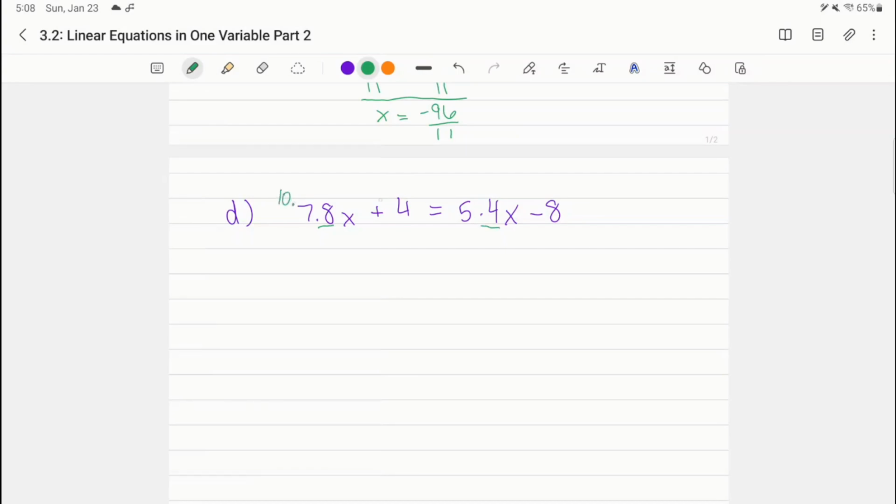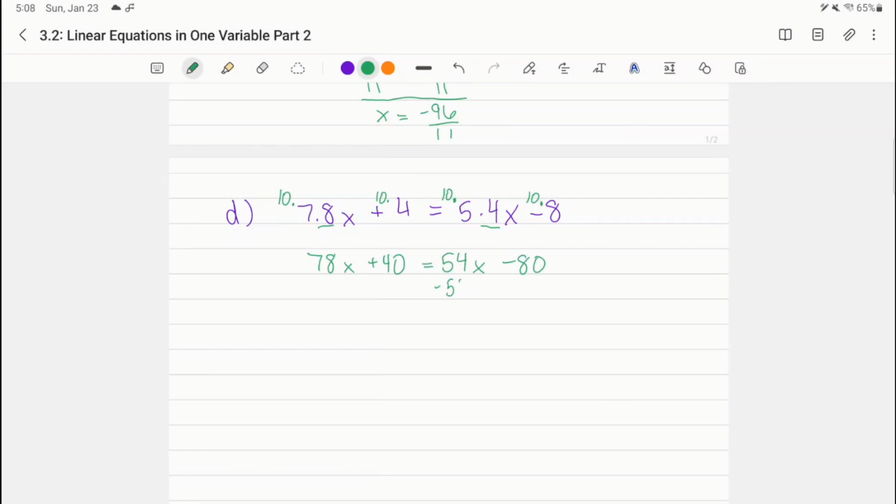So 10 times 7.8, 10 times 4, 10 times 5.4, and 10 times negative 8. Now the reason why this is called clearing the decimals is because when I take 10 times 7.8, it becomes a whole number, 78. 10 times 4 is 40. 10 times 5.4 is 54. And 10 times negative 8 is negative 80. And now we just go about solving it.